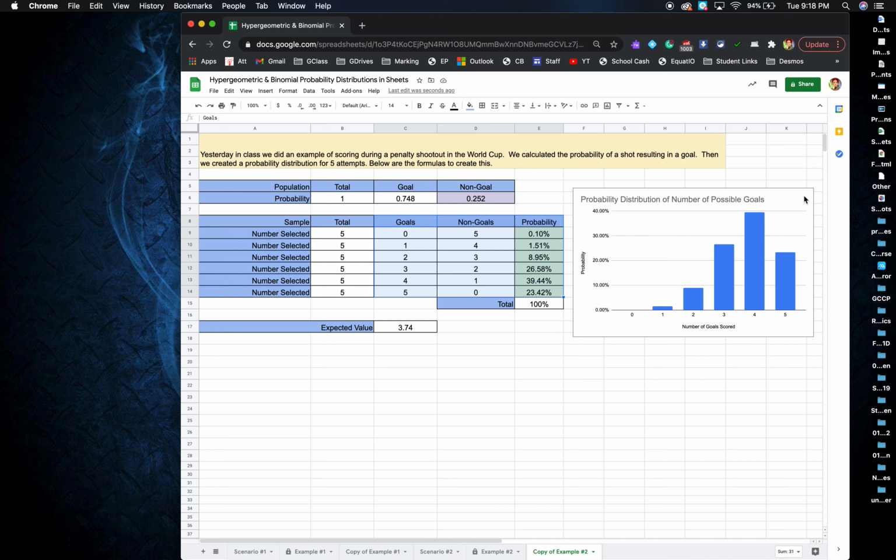Okay, so that is the second example. For your question, your scenario, you're going to go through and set it up very similar to this. Again, there are some reflection questions at the bottom, so make sure you complete those. And then that is it for that assignment. Then you just upload it into Google Classroom.